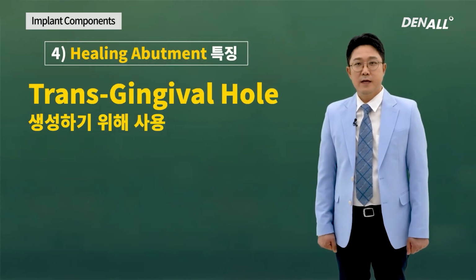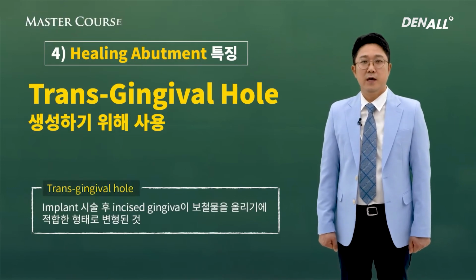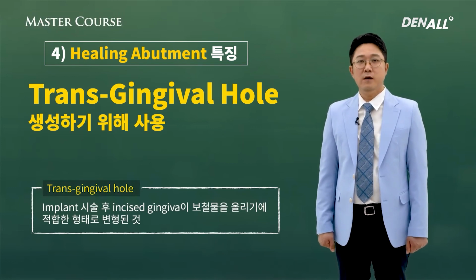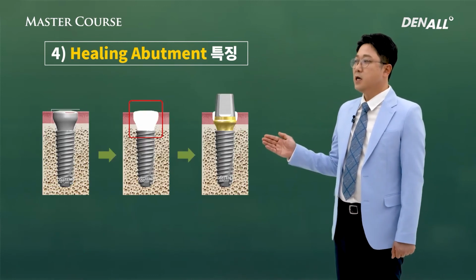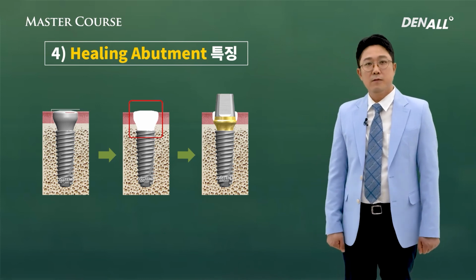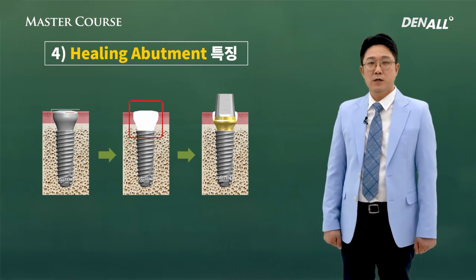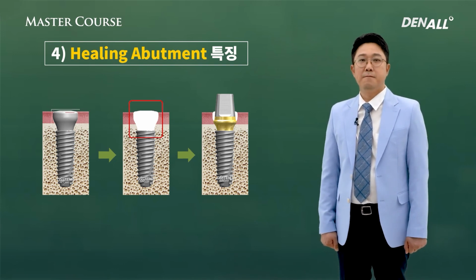Healing abutment is used to create an appropriate transgingival hole so that implant fixture can be connected with the prosthesis. As shown in the image, once healing abutment is connected and the gingiva is healed, transgingival hole to connect the abutment is created, and you can connect final abutment here.